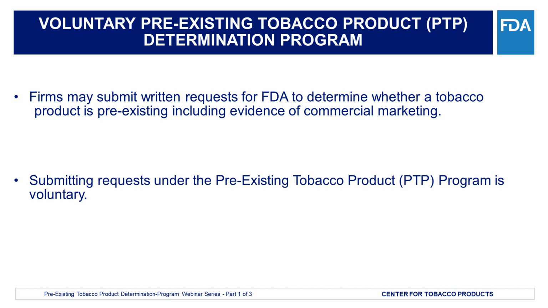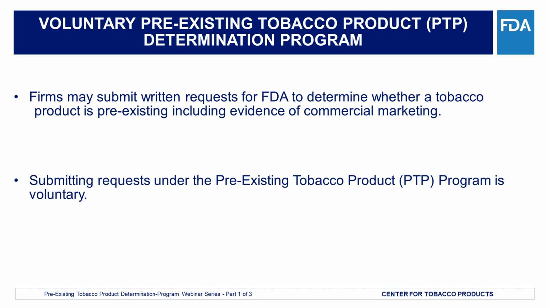Submitting a request to determine the pre-existing status of your tobacco product is voluntary and not required under the FD&C Act. If you believe that your tobacco product is a pre-existing tobacco product and would like FDA to make a PX determination for your product, you may voluntarily submit a pre-existing tobacco product status determination request to FDA.